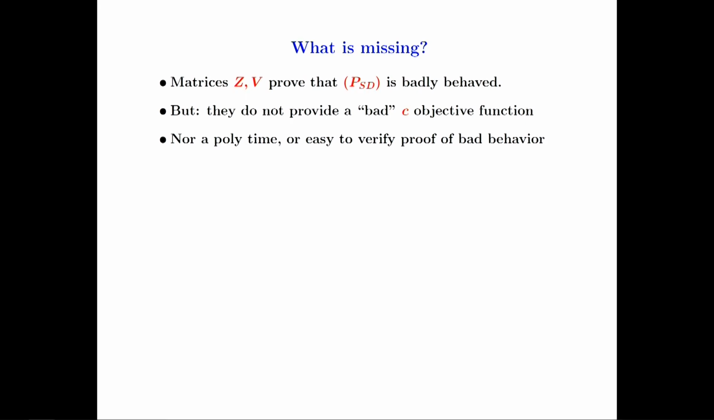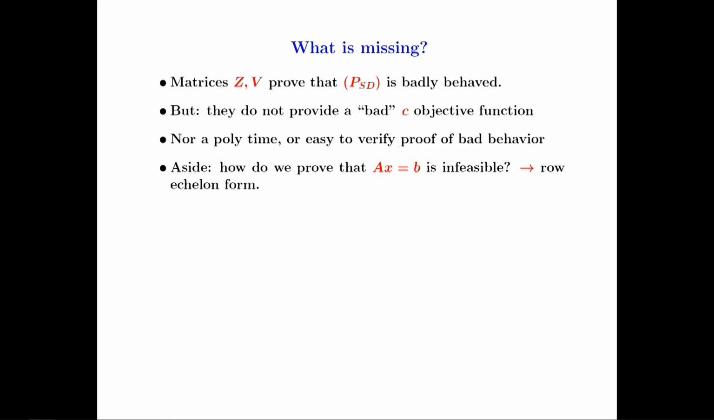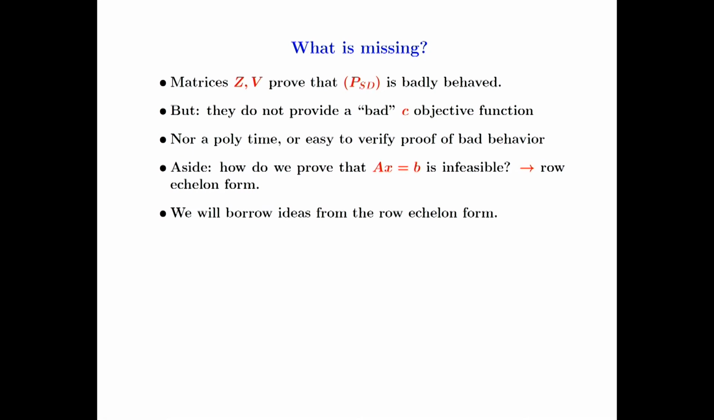So the idea is, here's an aside. How do I prove to somebody that a linear system of equations is infeasible? The way to prove it is I show the row echelon form. So I bring it into row echelon form, which has an equation which says 0 is equal to 1, and that, of course, is convincing that the original system has to be infeasible. So I'm going to borrow ideas from the row echelon form.